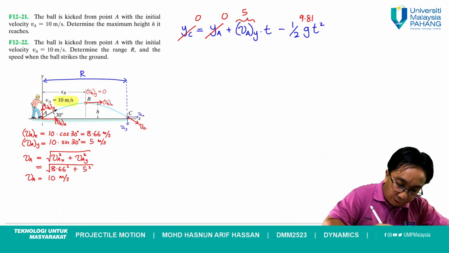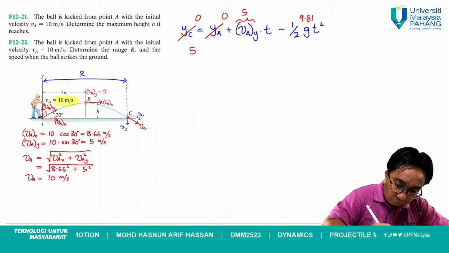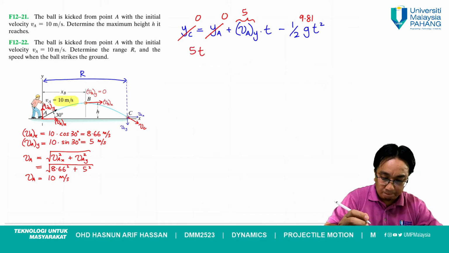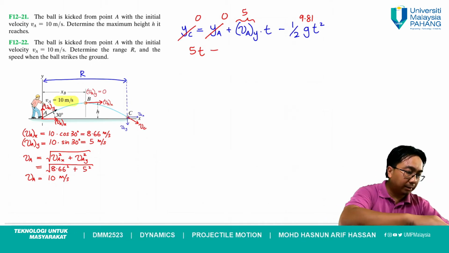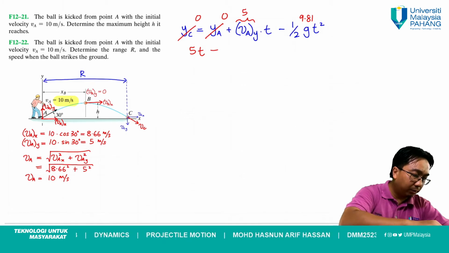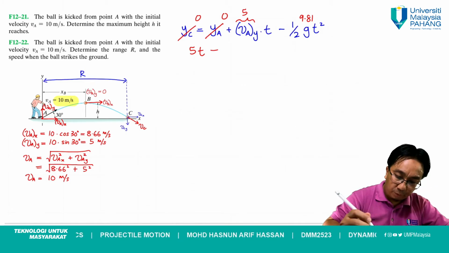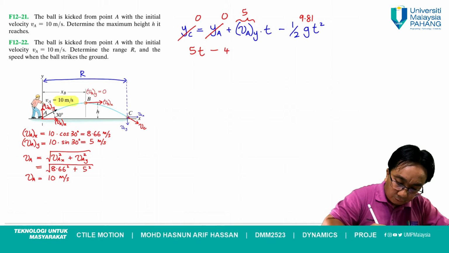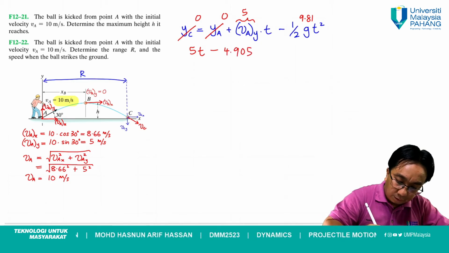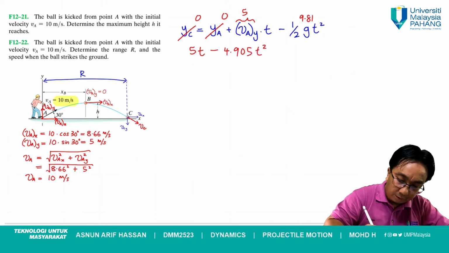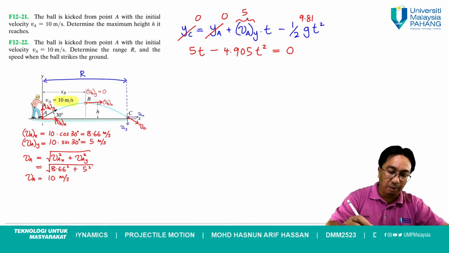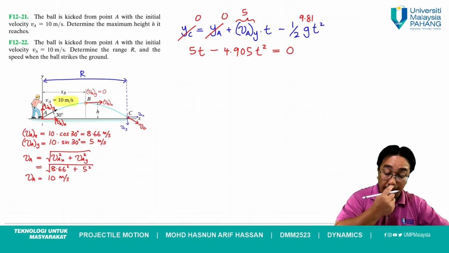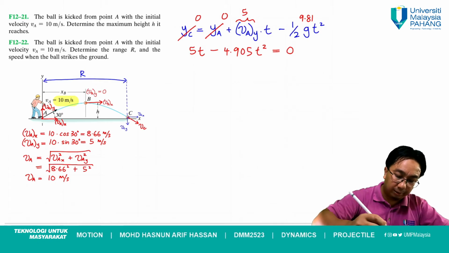Kita akan dapat 5t minus 9.81 bahagi 2, 4.905 t square is equal to 0. Okay, and then kita boleh solve ni lah, kita boleh bawa ke kanan, and then kita boleh bahagikan dengan t to get the value lah.